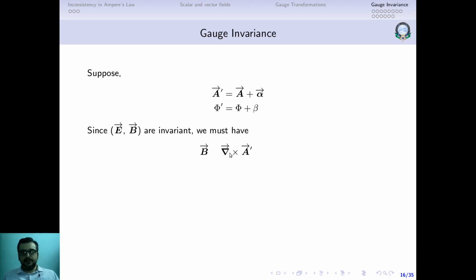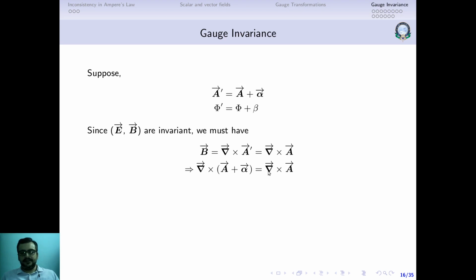So whether you take the curl of A prime or you take the curl of A, in both cases the magnetic field must be the same. So it means curl of A prime must be equal to curl of A. This is the requirement for the gauge transformation.